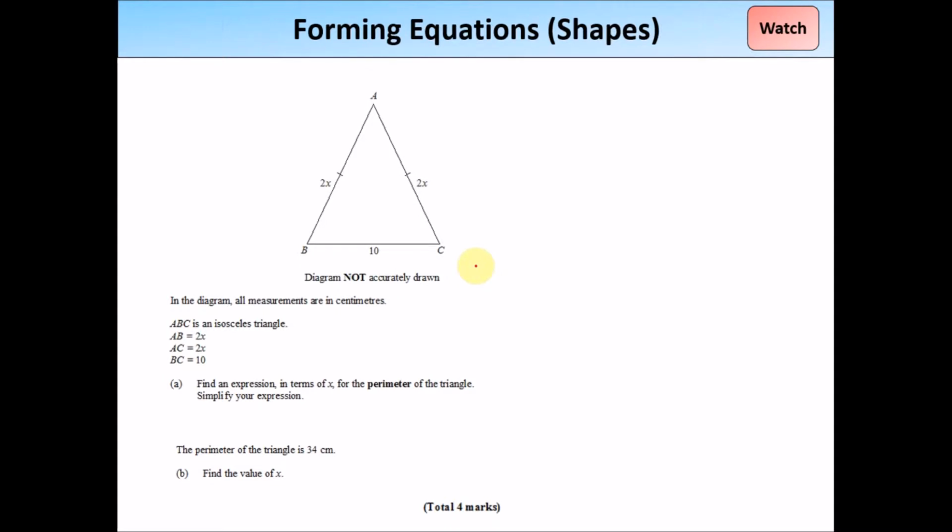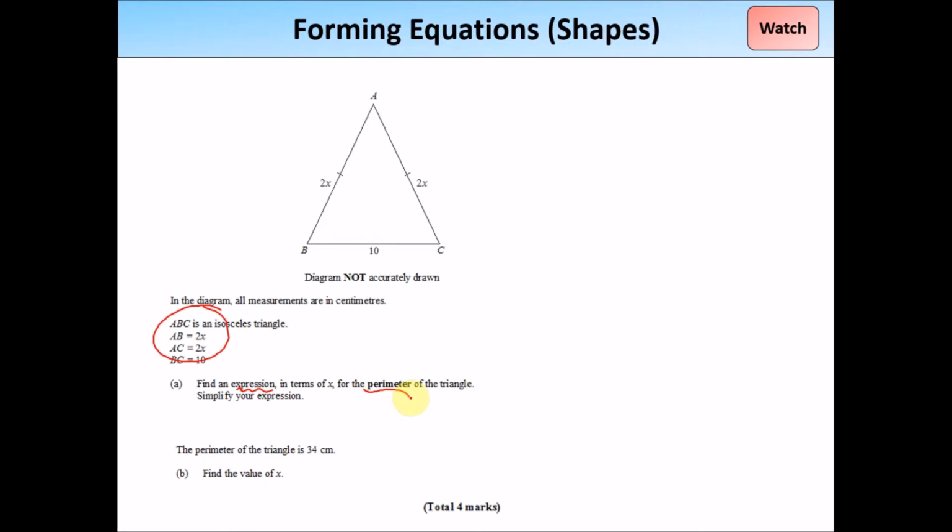There's quite a lot of information on there to have a look at. So, in the diagram, all measurements are in centimetres. ABC is an isosceles triangle. So AB here is 2x. AC here is 2x, and BC along here is 10. Okay, so there's quite a lot of different bits of information. All that information, obviously, you can find here. It says find an expression in terms of x for the perimeter of the triangle. Okay, that's been highlighted in bold there. Okay, so that's the perimeter in there.